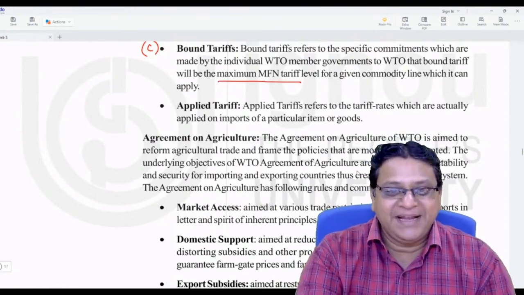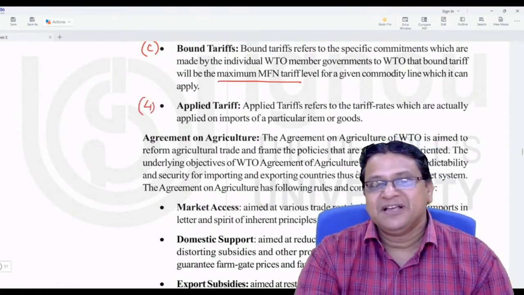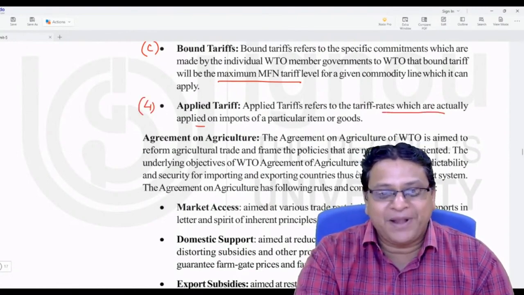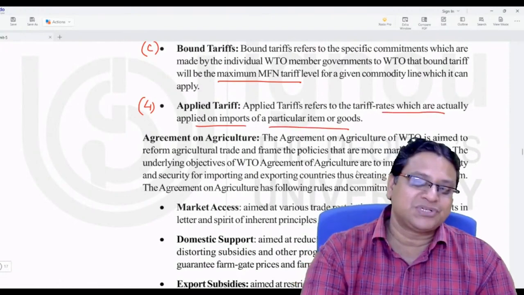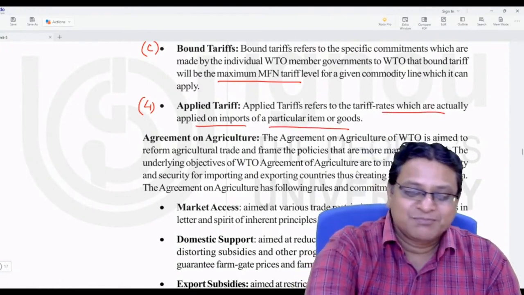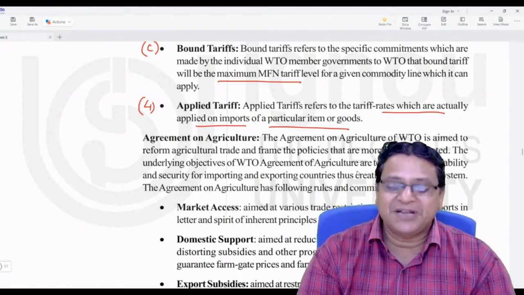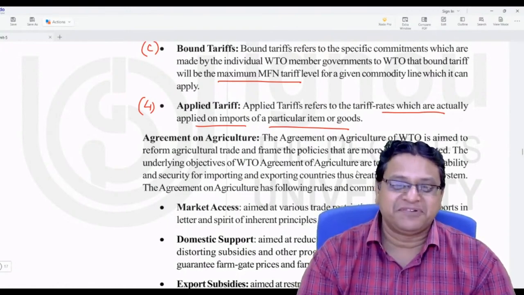Then there is applied tariff. What is applied tariff? Applied tariff refers to the tariff rate which is actually applied on import of particular goods and services. So there are four types of tariffs: MFN tariff, normal tariff, then preferential tariff, then bound tariff, then applied tariff.